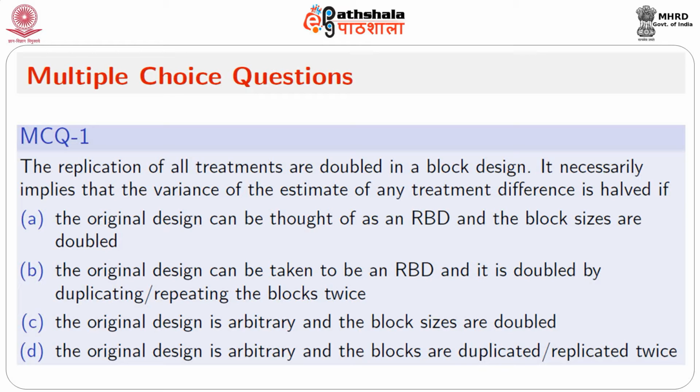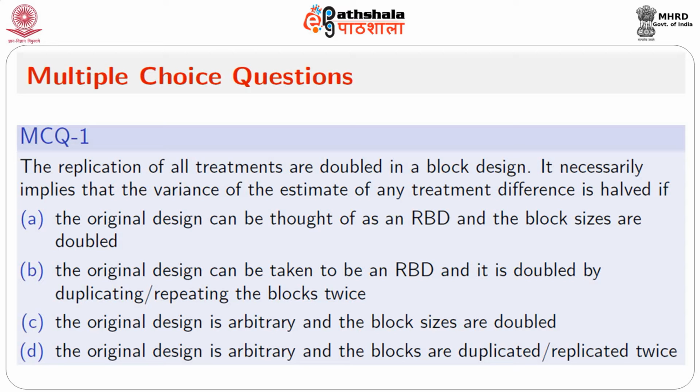So, is it an example of a case where the variances of the estimated treatment differences is halved? Or what is the second option? The original design can be taken to be an RBD and it is doubled by duplicating or repeating the blocks twice. Okay. So what does that mean?